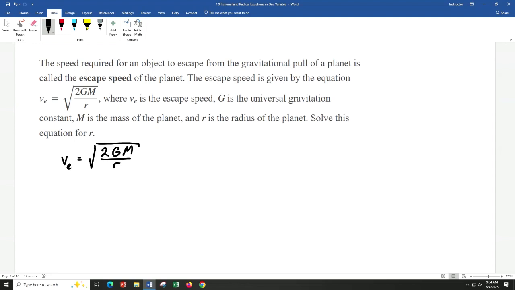So how are we going to solve this? What do I got to do first? Don't I have a square root? How do you get rid of a square root? Exactly. So let's raise it to the second power. We raise everything to the second power, so that's going to be V_E raised to the second power is equal to 2GM over R.